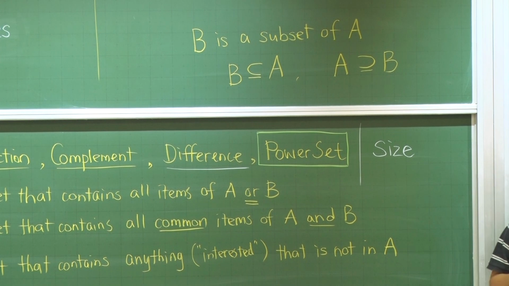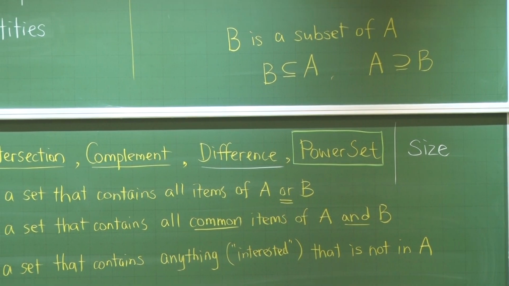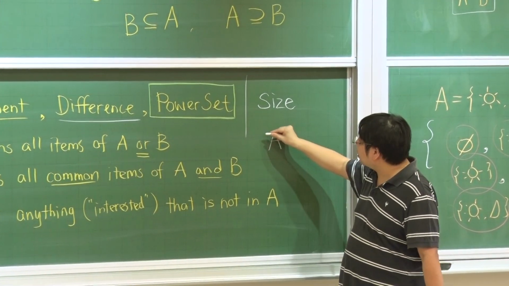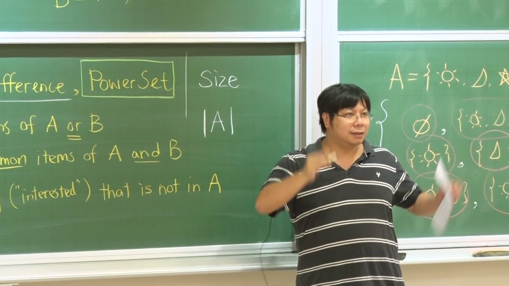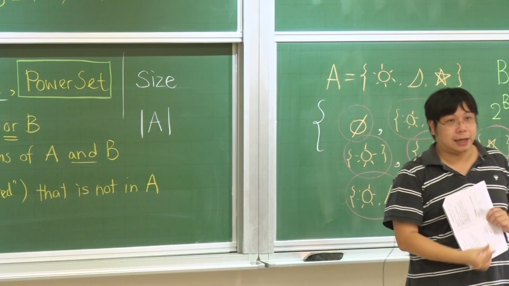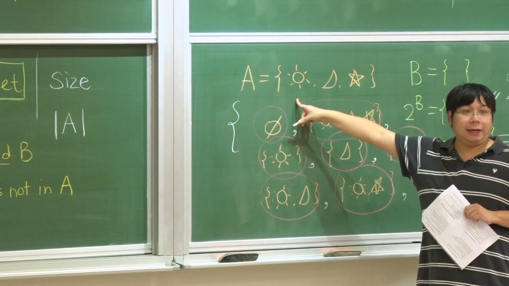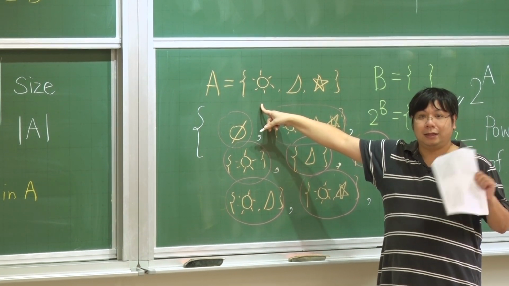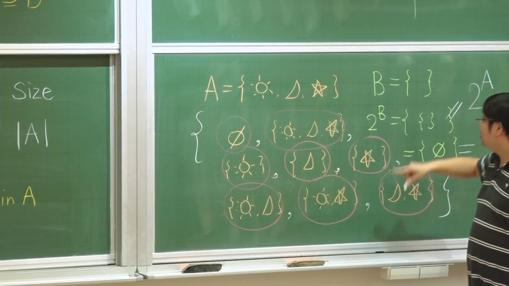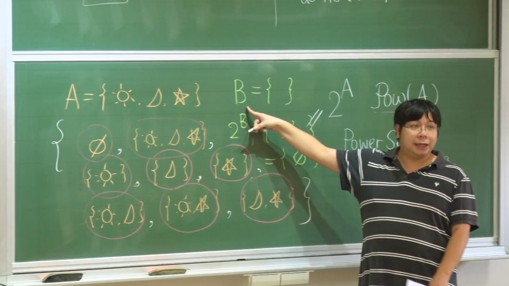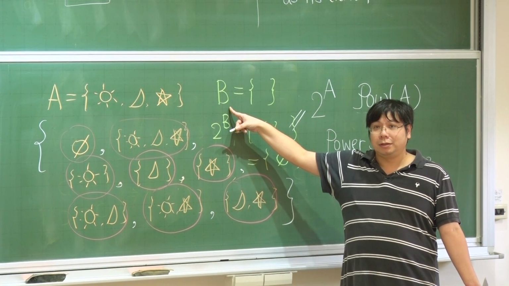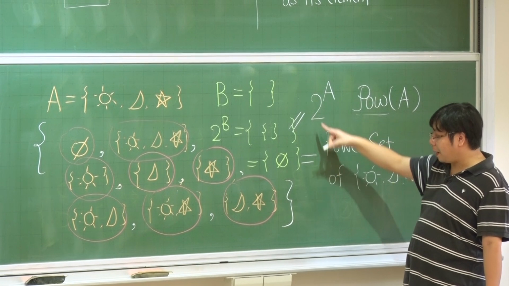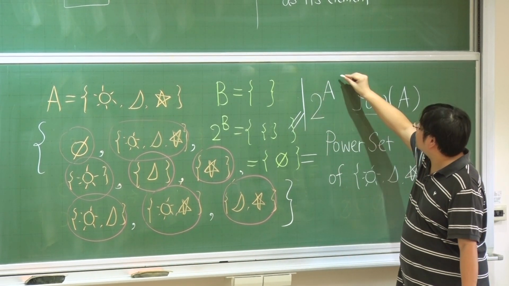The size of a set counts the number of items inside. So if you have a set A, the size is denoted by two bars enclosing this A. So you have A here, then the size of A here is 3. Is that okay? You have B here, the size of B is equal to 0.